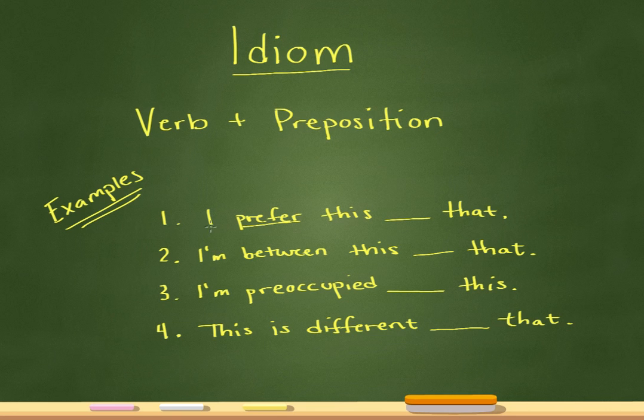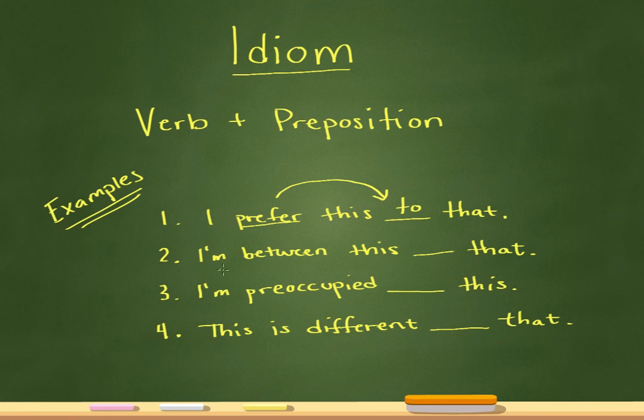So here I want to say, I prefer this blank that, all right? Some people might think that this is over. I prefer this over that. But really, it should be to. I prefer this to that. That is the correct pairing in English. Prefer always gets paired with to.